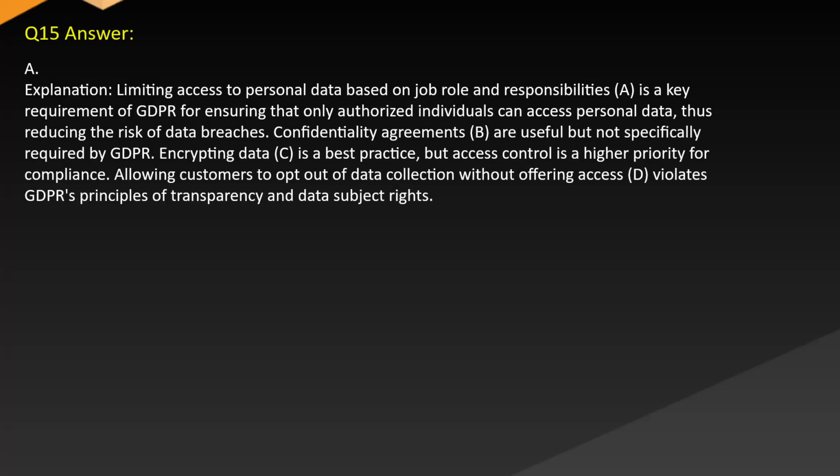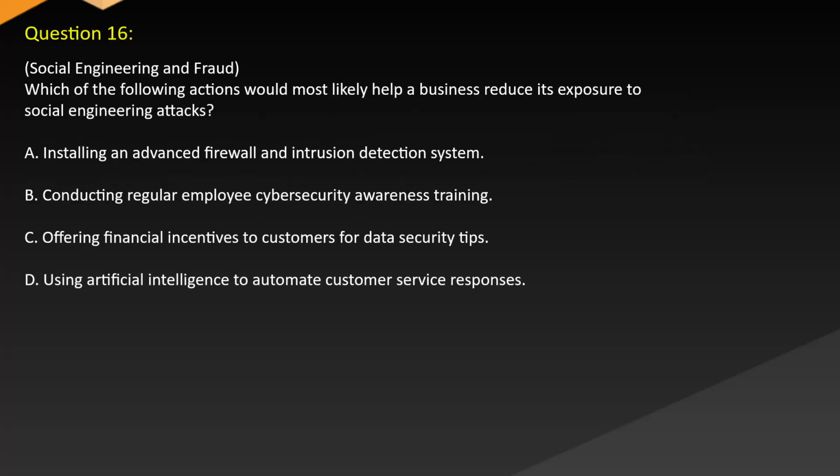Answer A. Explanation. Limiting access to personal data based on job role and responsibilities is a key requirement of GDPR for ensuring that only authorized individuals can access personal data, thus reducing the risk of data breaches. Confidentiality agreements (B) are useful but not specifically required by GDPR. Encrypting data (C) is a best practice, but access control is a higher priority for compliance. Allowing customers to opt out of data collection without offering access (D) violates GDPR's principles of transparency and data subject rights.